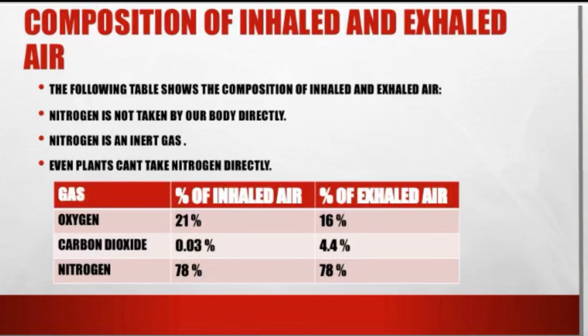So you can see the points there, about the table you can see 3 points continuously. Nitrogen is not taken by our body directly, because nitrogen is an inert gas. As it is an inert gas, it is not directly useful for our body. Even plants need nitrogen, but they don't take nitrogen directly. So there is the nitrogen cycle, nitrogen fixation. So even our body doesn't take nitrogen directly. So these are the compositions of inhaled and exhaled air.